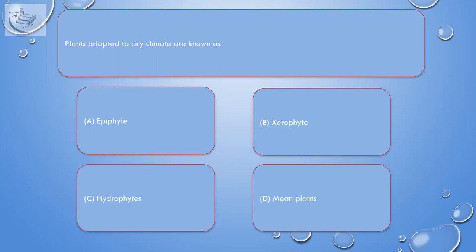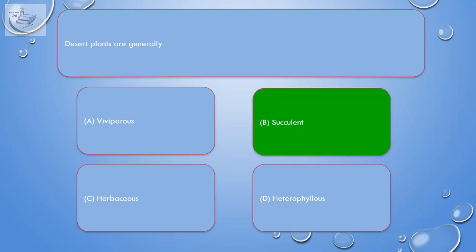Question: plants adapted to dry climate are known as A. epiphyte. B. xerophyte. C. hydrophytes. D. mean plants. Correct answer is B. xerophyte. Question: desert plants are generally A. viviparous. B. succulent. C. herbaceous. D. heterophyllous. Correct answer is B. Succulent.